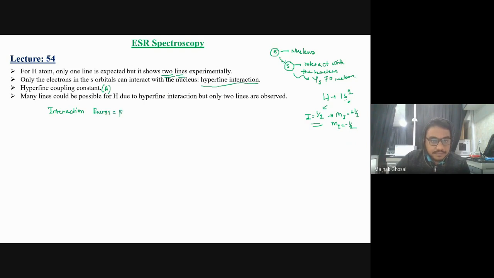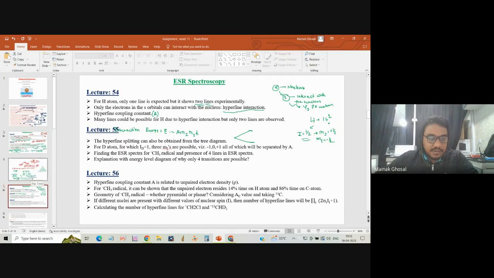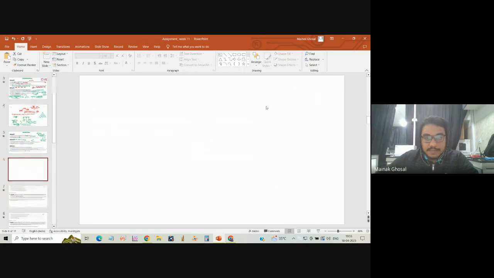E equal to A mi ms h, right? So this was actually your transition initially. This is from the alpha state, this is for beta. Okay, so it is better if I take another slide. This is a very interesting part which I want to discuss.